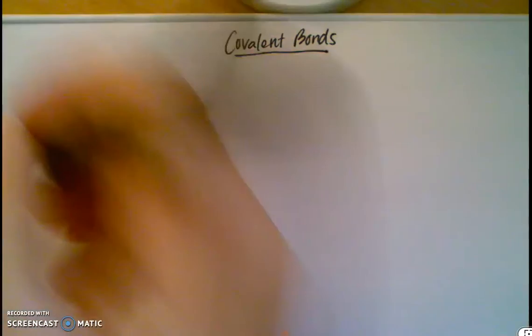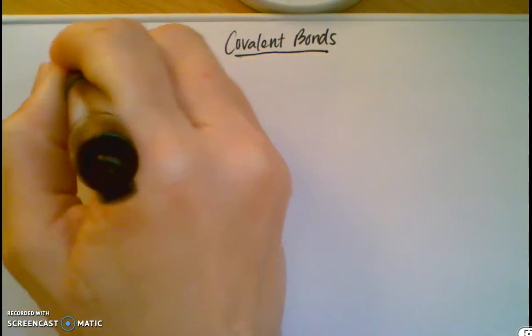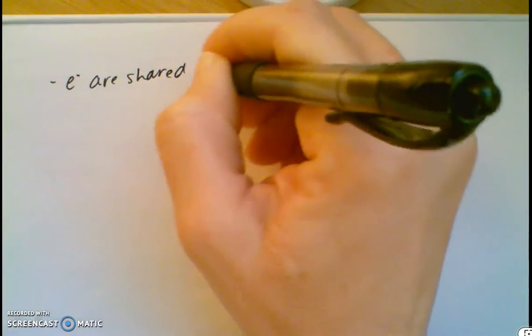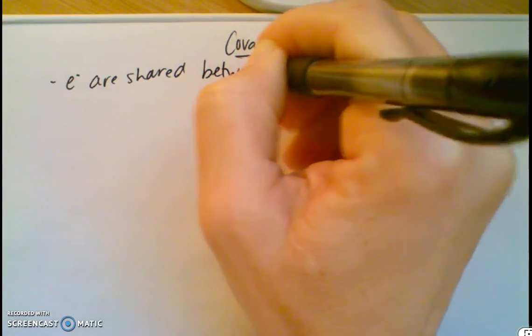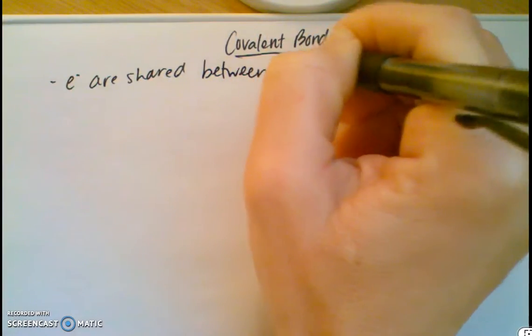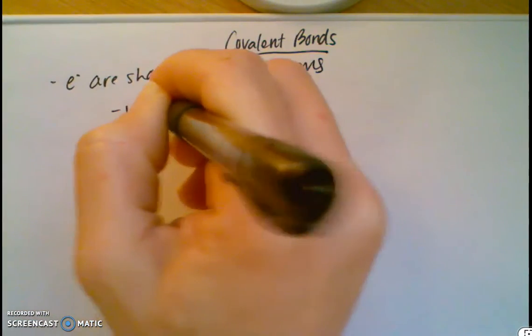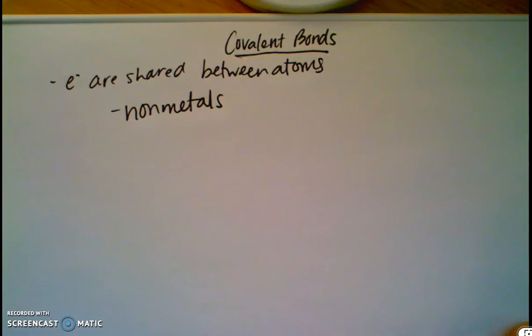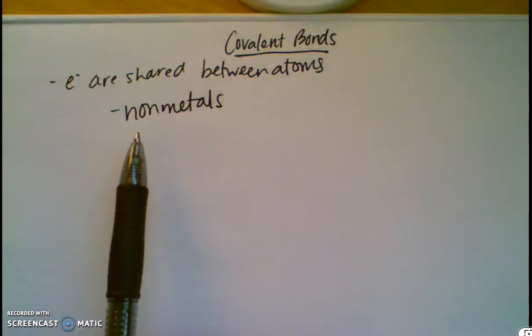Covalent bonds are bonds where electrons are shared between atoms. Most of the time, these bonds occur between nonmetals. Nonmetals generally have higher electronegativities, which means they are not going to want to lose their electrons, similar to metals. So these atoms will end up sharing with each other.